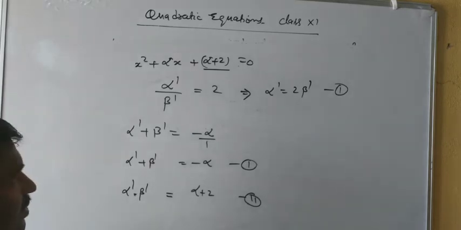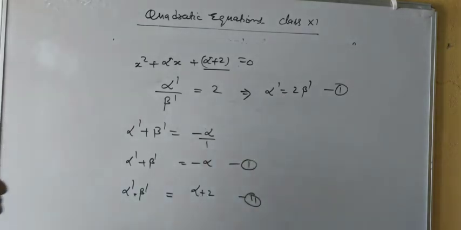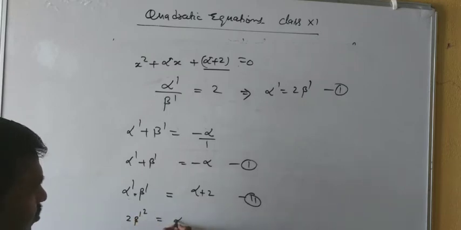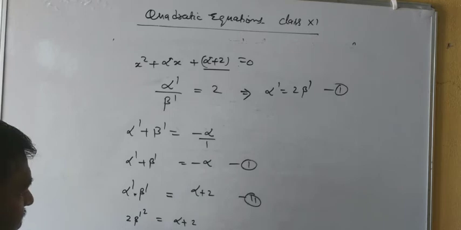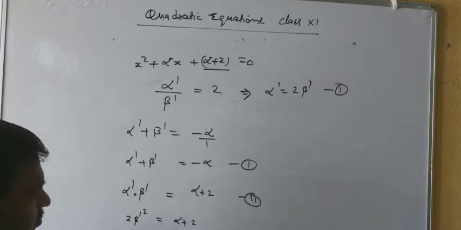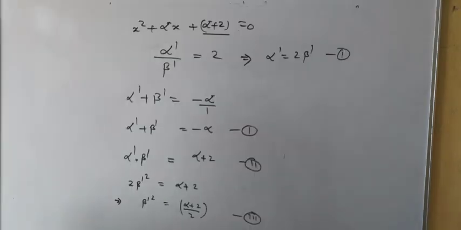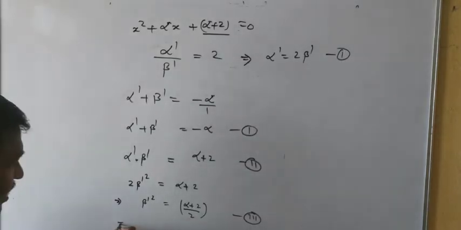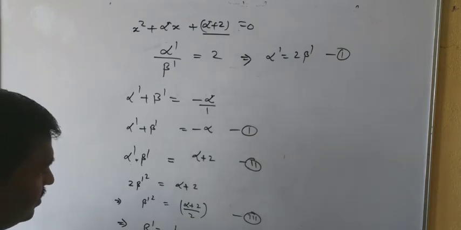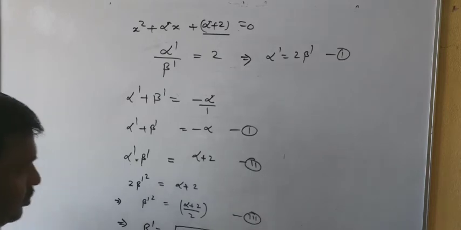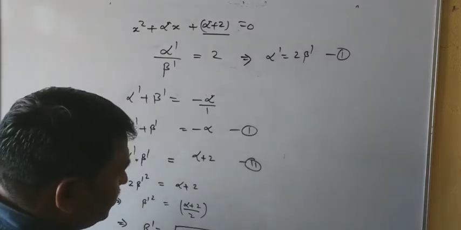So see how can you find? Here the relation given is alpha dash is equal to 2 beta dash. So here you can write 2 beta dash into beta dash, means 2 beta dash square is equal to alpha plus 2. It implies that beta dash square is equal to alpha plus 2 upon 2, equation 3. Now solving this 3 and 1. So beta dash is equal to under root of alpha plus 2 by 2. Okay, let this be equation 3.